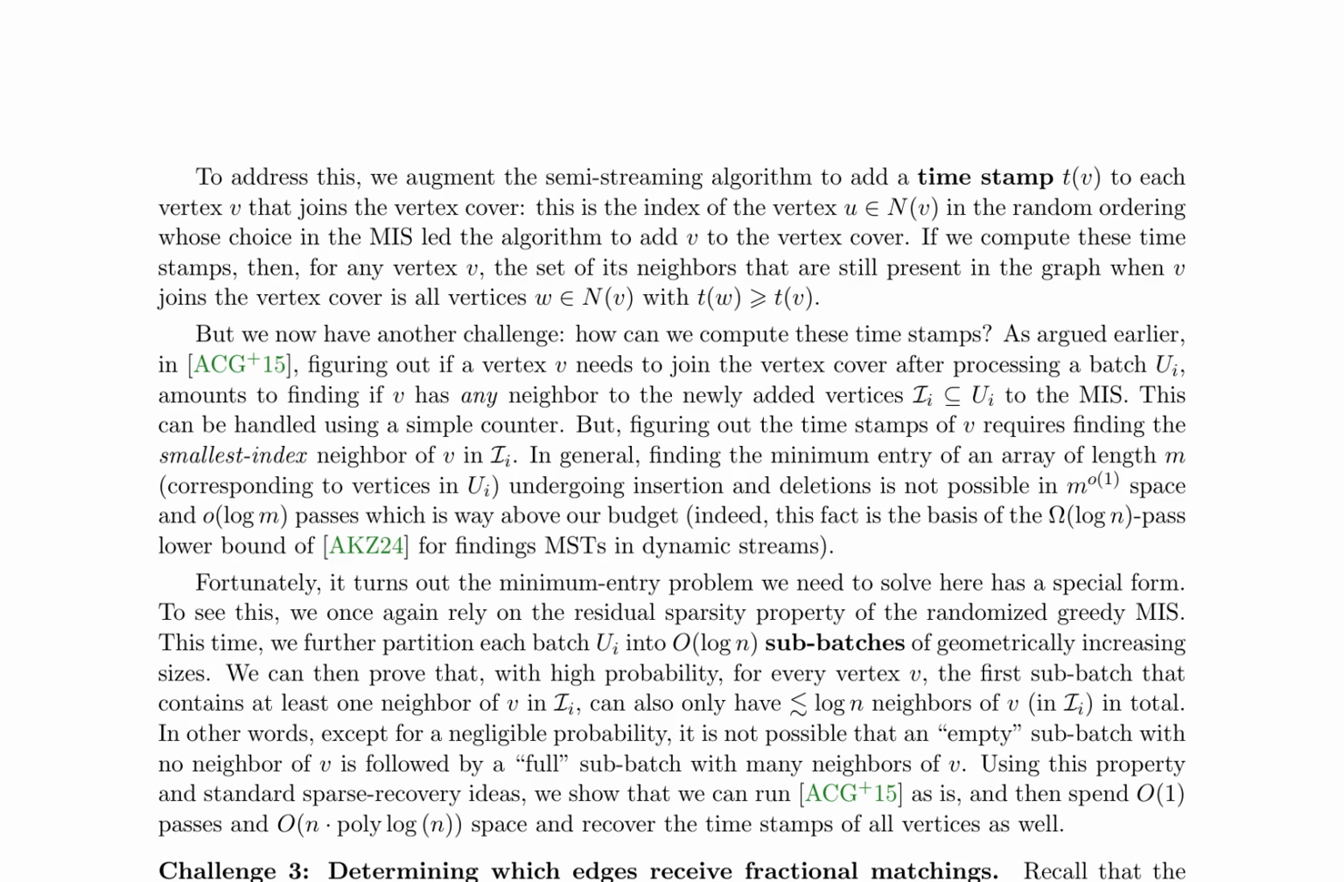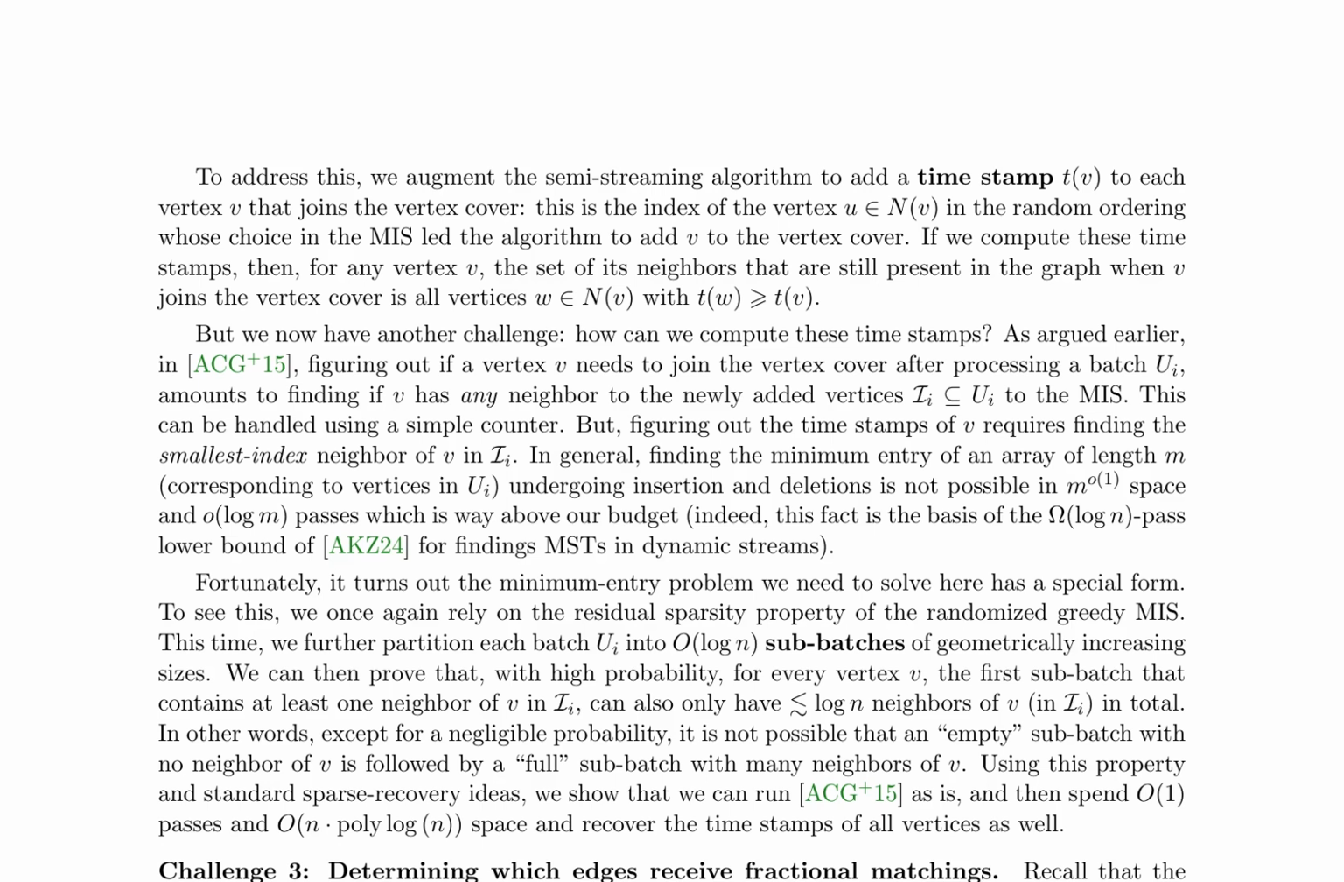Computing these timestamps poses a challenge due to the need to find the smallest index neighbor of v in the batch U_i. However, the residual sparsity property of the randomized greedy MIS is utilized to partition each batch into O(log n) subbatches of geometrically increasing sizes. This property ensures that, with high probability, the first subbatch containing at least one neighbor of v can also only have log n neighbors of v in total. Using this property and standard sparse recovery ideas, the timestamps of all vertices can be recovered in O(1) passes and O(n) polylog n space.